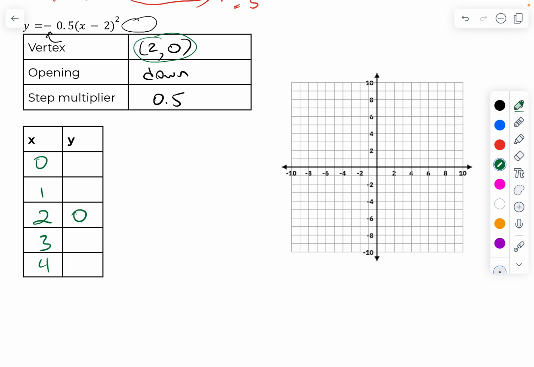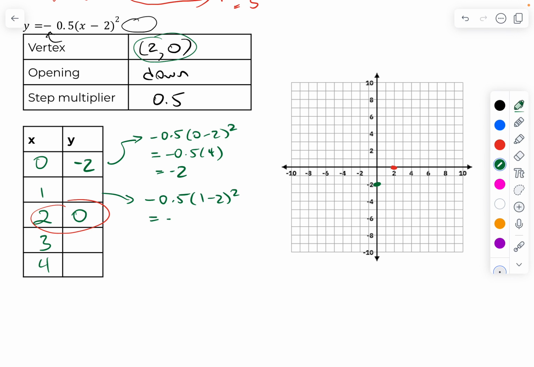Okay? So I'm going to sub in x is 0. So negative 0.5 times (0 minus 2) squared. That's negative 0.5 times 4, which is negative 2. So 0, negative 2. Oh, and I forgot to plot my vertex. 2, 0. 2, 0. Okay? So let's do this next one. Negative 0.5 times (1 minus 2) squared. Negative 0.5 times 1, that's negative 0.5. So that means at 1, it's negative 0.5.